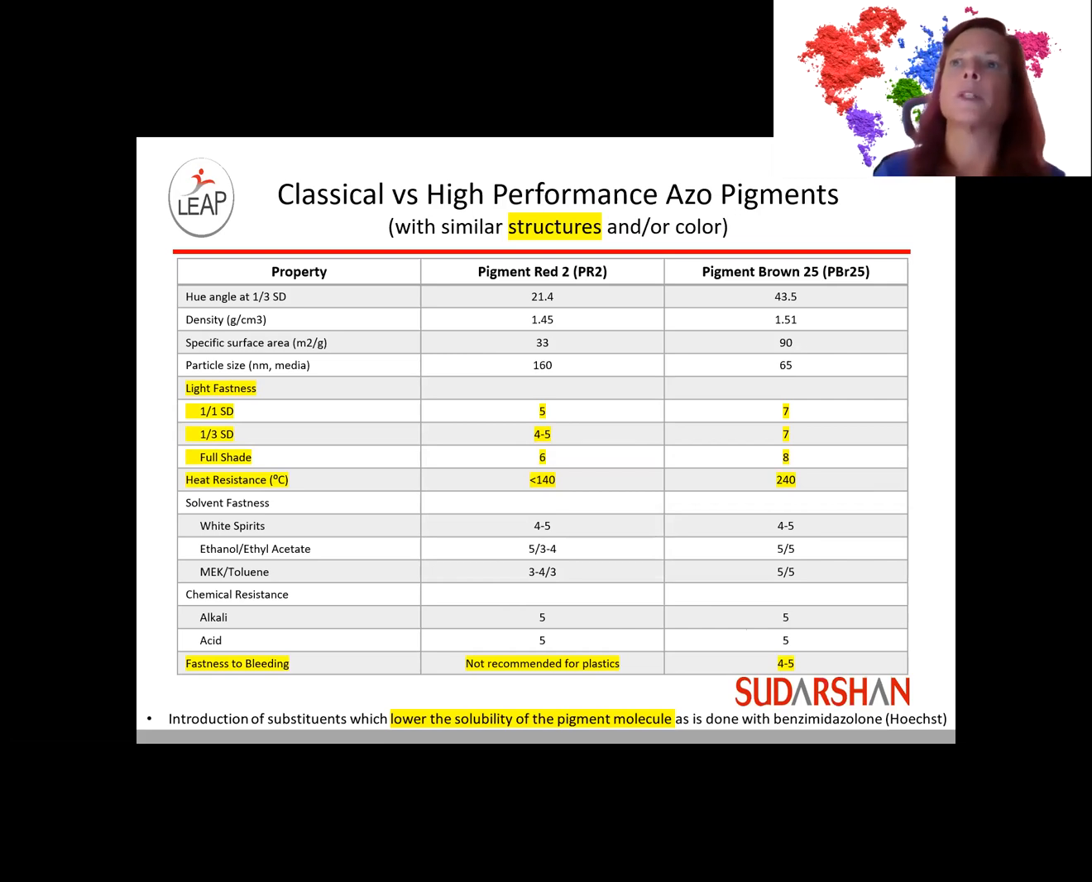And how this difference translates to the technical properties is shown here. Again, primarily focusing on the fastness area, you see a marked improvement in the light fastness in all shades and reductions, and a significant improvement in heat resistance and fastness to bleeding. So all of a sudden, that change in moiety on that base structure allows this type of pigment to be used in plastics applications, whereas the similar structure pigment of the classical sense cannot be used in plastics.